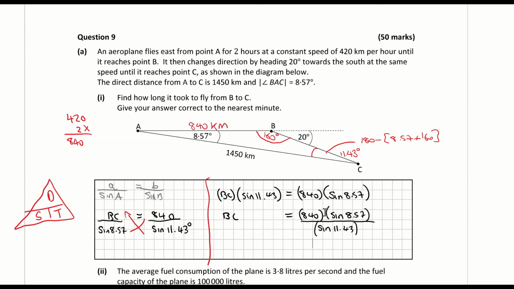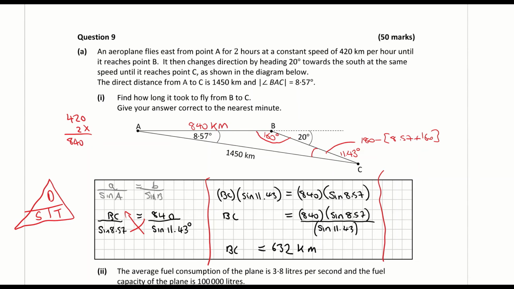And I'm just going to go to my calculator and work that out. And that is giving me BC equals 631.65, which we'll round to the nearest kilometer, so 632 kilometers. Now the question though isn't asking for the distance from B to C, it's actually asking us to find the time taken to get from B to C.